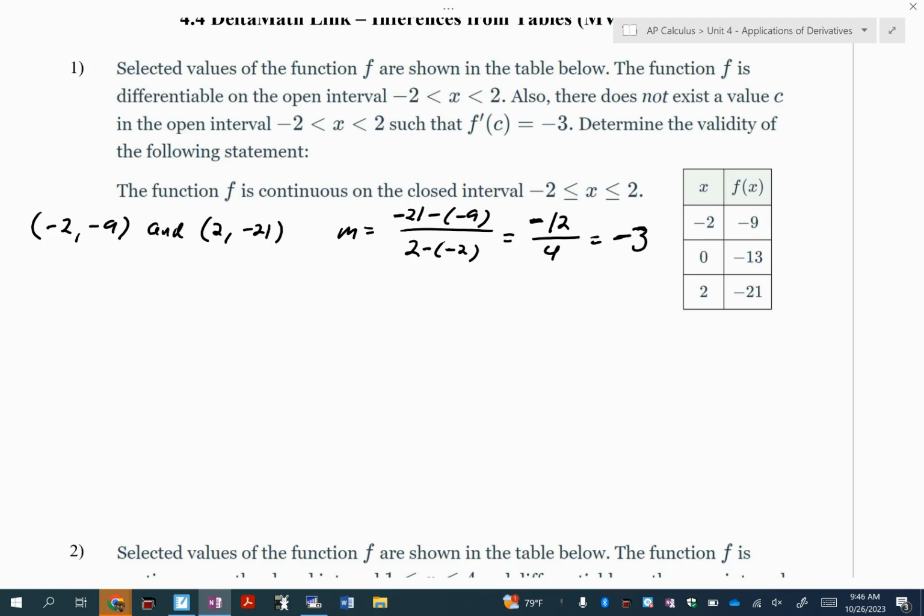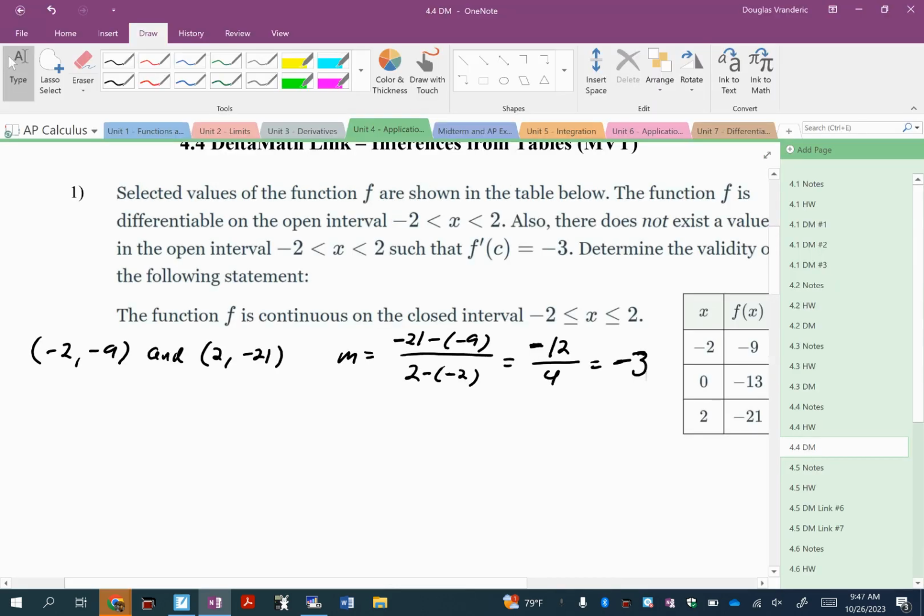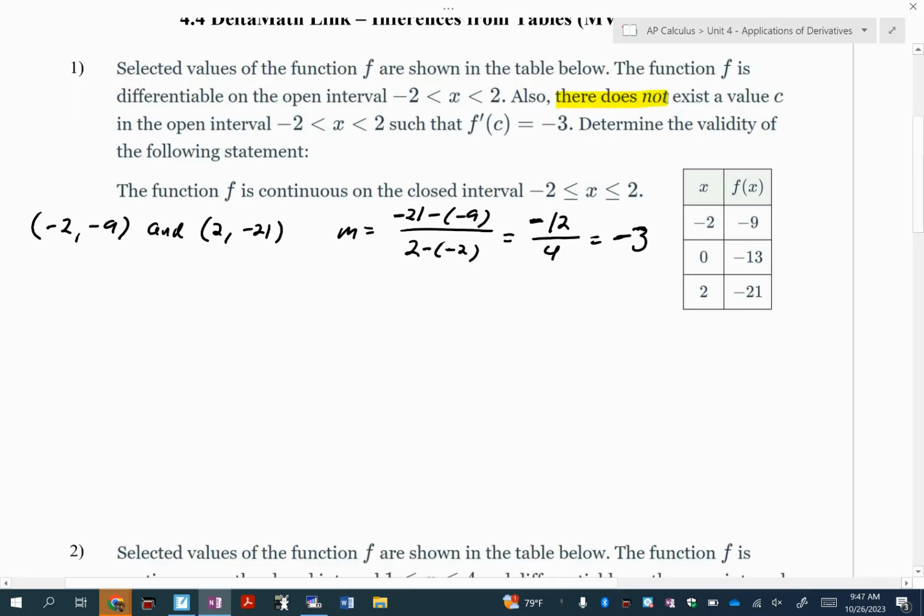-3. Okay? Now, according to the mean value theorem, if your function is continuous and differentiable, then there's some value c that when you evaluate it at that derivative, should match your slope of your secant line. So what do you notice about those numbers? They match. But look what the statement says in the paragraph. It says there does not exist a value c in this interval such that f prime of c equals -3. So they're telling us that there's no value where this is true.